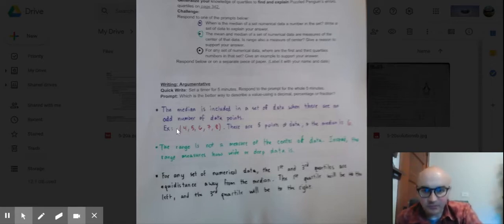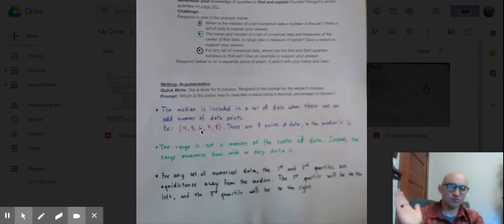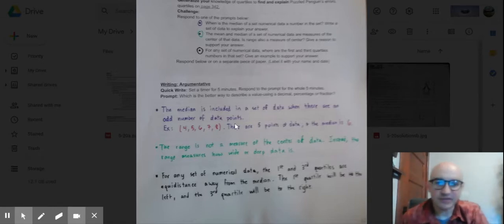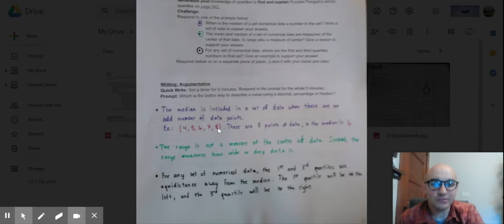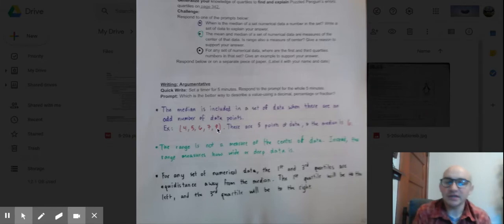So for the example here, I just created a data set including the numbers 4, 5, 6, 7, 8. They're already listed smallest to largest. There are 5 values in the set, and I just find that middle value, which is 6. There are 2 numbers to the left of 6, 2 numbers to the right of 6. So that's my middle value, and that's all I have to do. You could create a data set that had 101 numbers. It'd be a huge data set, and the middle number would be your median. So anytime you have an odd number of values in a data set, your median is included.